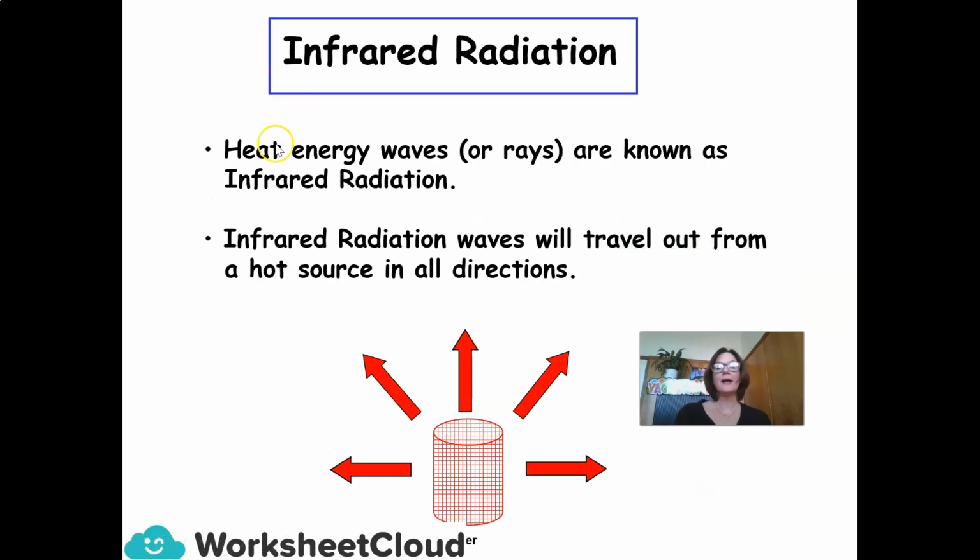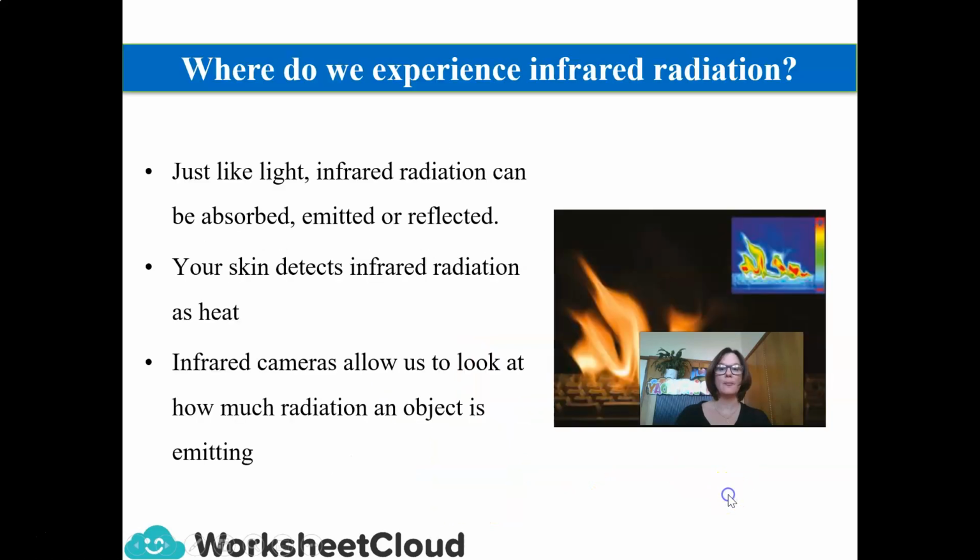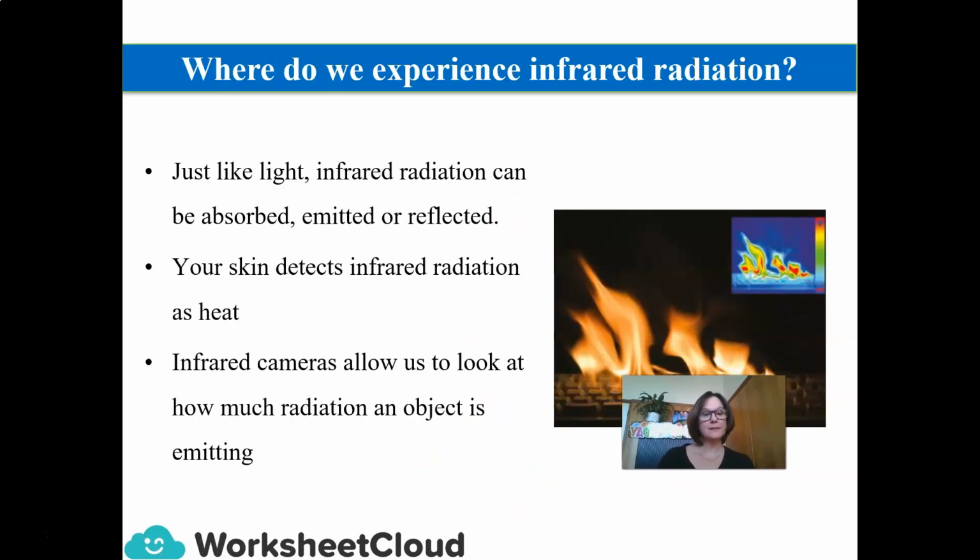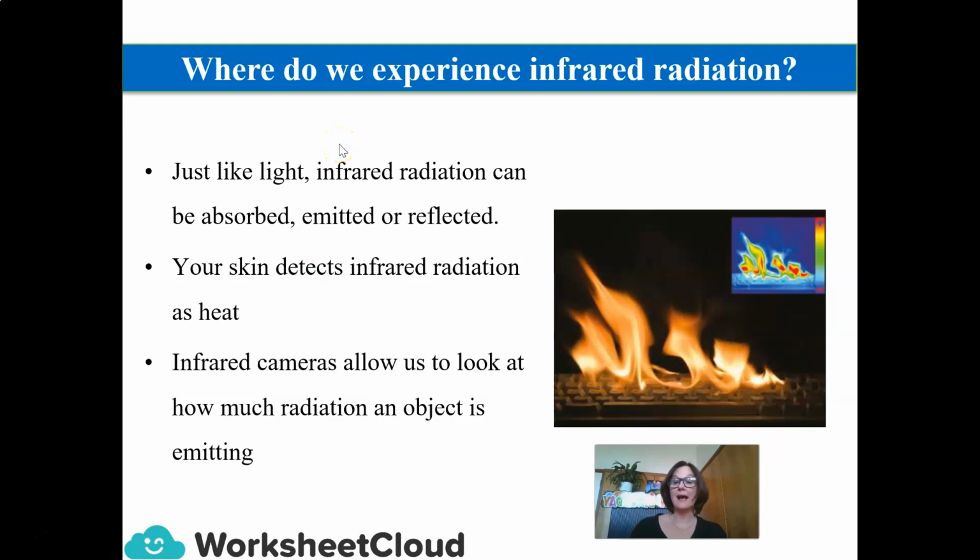So if we look over here, heat energy waves or rays are known as infrared radiation. Infrared radiation waves will travel out from a hot source in all directions. Where do we experience infrared radiation? Just like light, infrared radiation can be absorbed or emitted or even reflected, and we look at that in a bit more detail later on. Your skin detects infrared radiation as heat, and infrared cameras allow us to look at how much radiation an object is emitting.